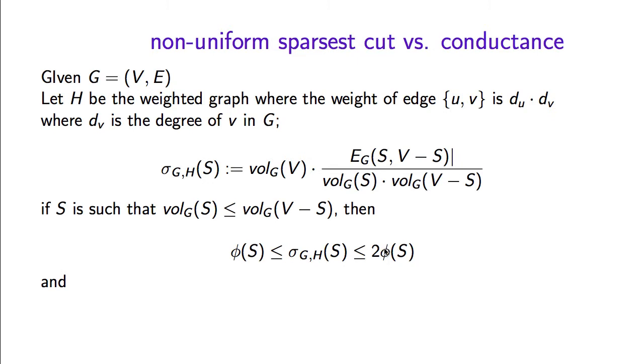Now the optimum of the sparsest cut problem on input G and H is the minimum of the sparsity over all sets. And optimizing over all sets, or optimizing over all sets whose volume is smaller than the complement, is the same. So when we optimize over sets S whose volume is smaller than the complement, the sparsity of this instance is, up to a factor of 2, the sparsity of the graph G.